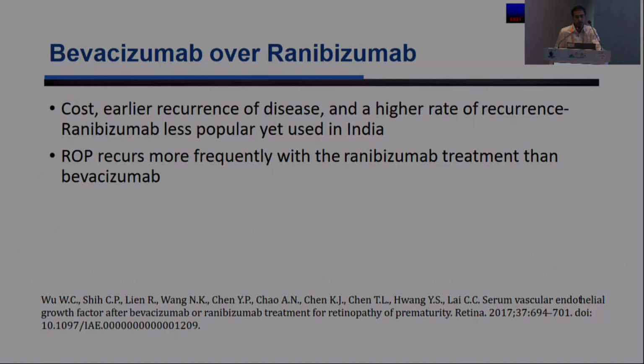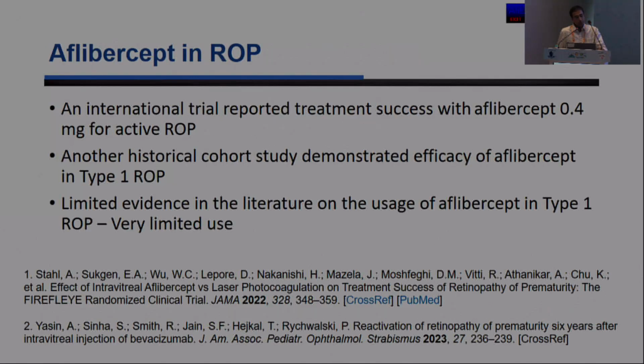So ROP recurs more frequently with ranibizumab treatment. It was observed that about 40% recurrence in anterior zone 2 was noted with ranibizumab. However, when bevacizumab was given, about 10% of the babies had recurrence in zone 2, and about 2 disc diameters of persistent avascular retina was observed in less than 10% of babies who were given bevacizumab. Aflibercept is still of very limited use.